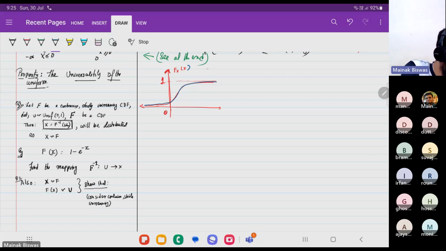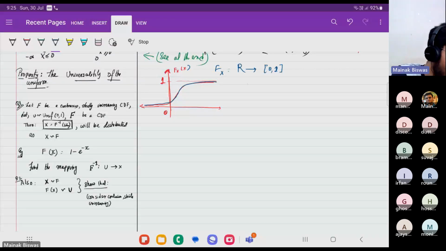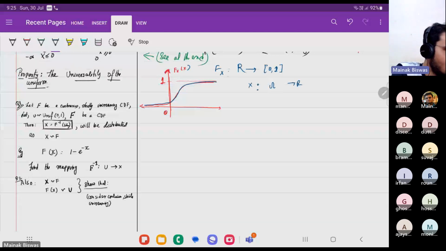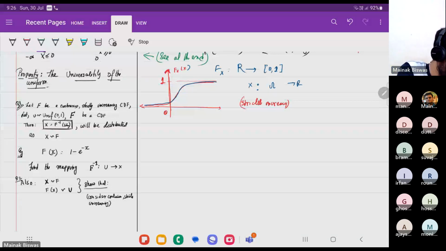So the range of F(x) is always between 0 and 1. Correct. F maps from this probability space to 0 and 1, right? Or in our case, R to 0, 1, because first we convert it to R and then we use the probability. Real numbers. So x will map between these two, and then F(x) will map from real numbers to 0, 1. And if F is continuous, strictly increasing, then do you agree that the inverse exists? F inverse will exist? Because for every value in y, you have a unique x, right?